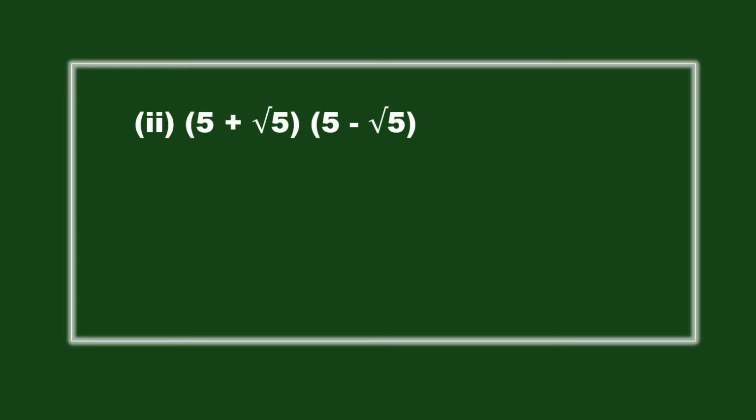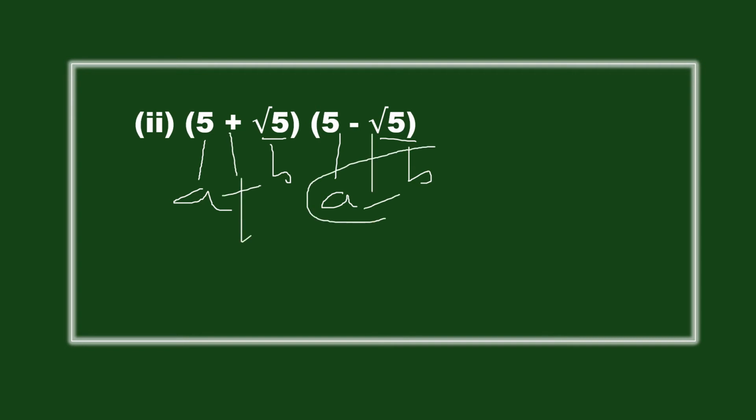Here is the next question. 5 plus root 5, 5 minus root 5. Okay, so here if you see the terms here, 5 and 5, they are same, so I can write them as both a and a. Okay, and here it is root 5, here it is also root 5, so I can write as b and b. Okay, and here in between it is plus, here it is minus, means I got a minus b and a plus b.